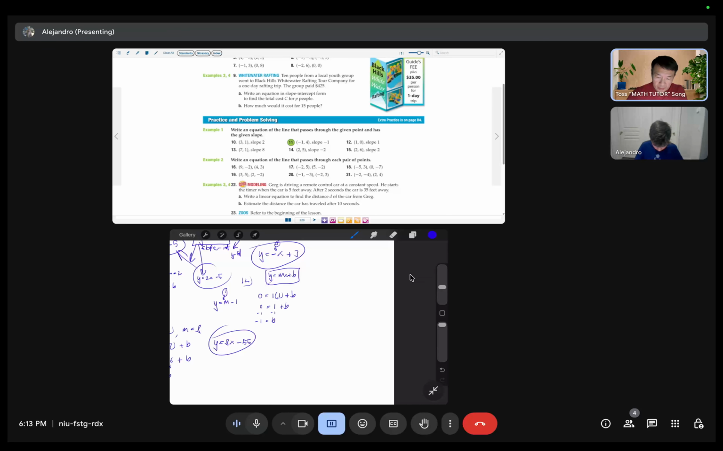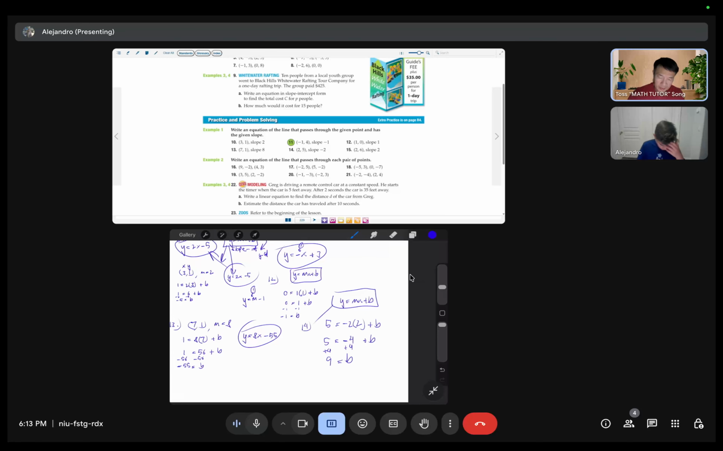And 14. You okay with that one? Okay, 14. 2 comma 5. y is 5. m is -2. x is 2, plus b. y = mx + b. Solve for b. -4, 5 plus b. Add both sides by 4. So your b is 9, not 5, 9.